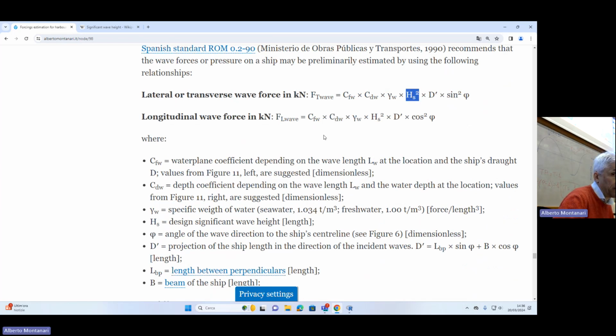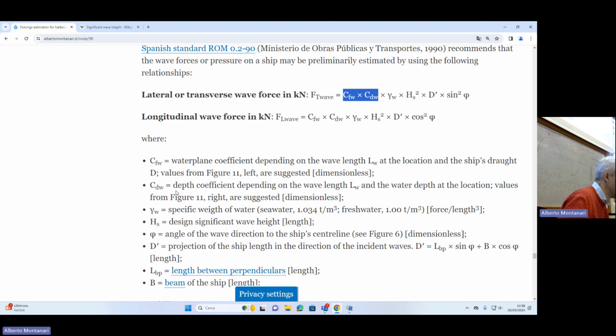Okay, now let's look at the formula. We have two coefficients, called CFW, the water plane coefficient, and CDW, the depth coefficient. We will see how to estimate them.